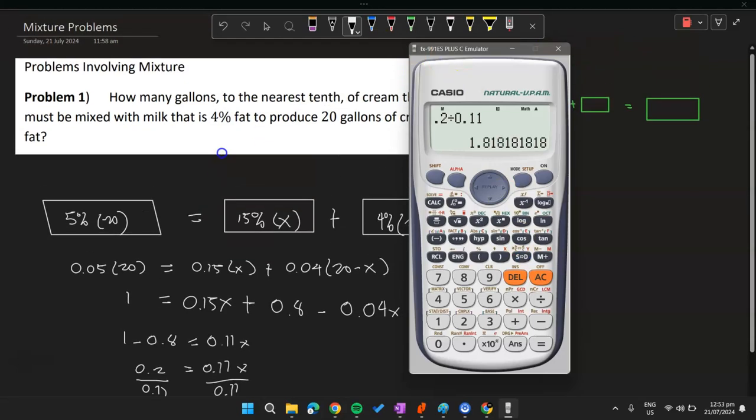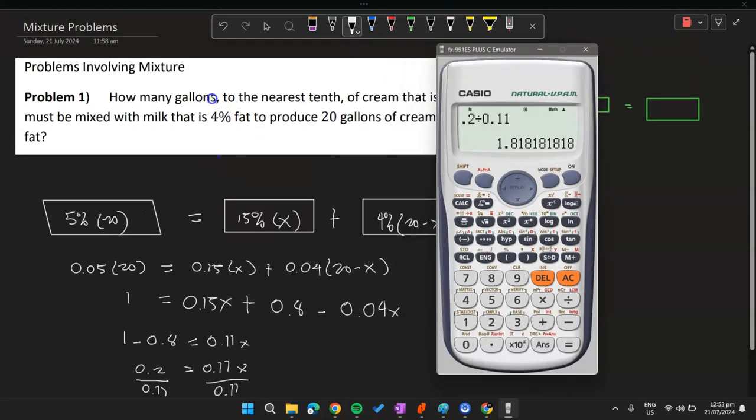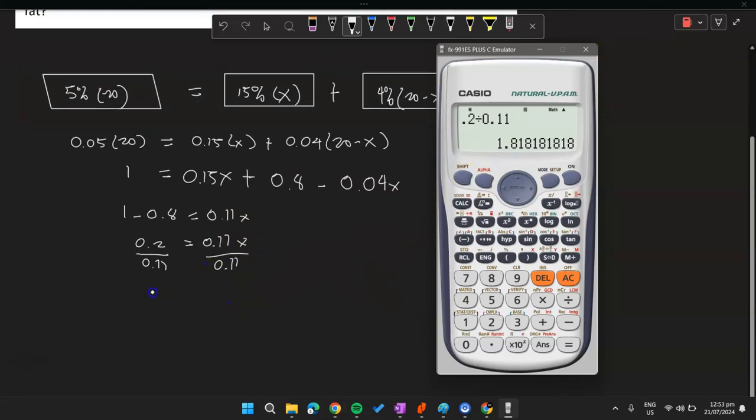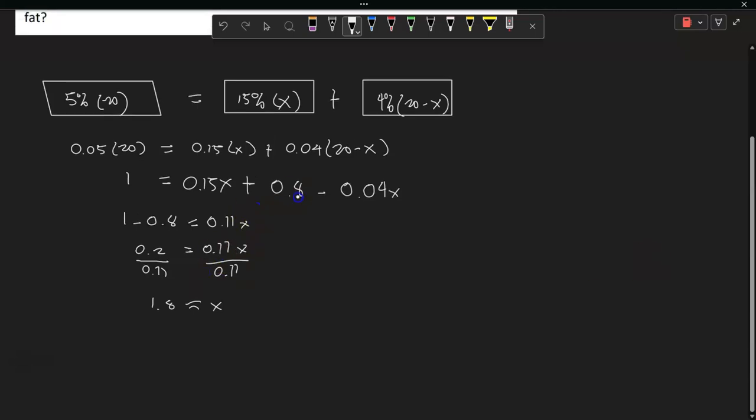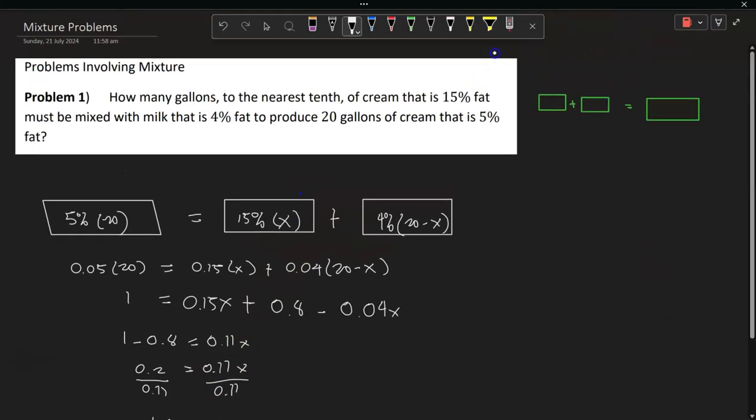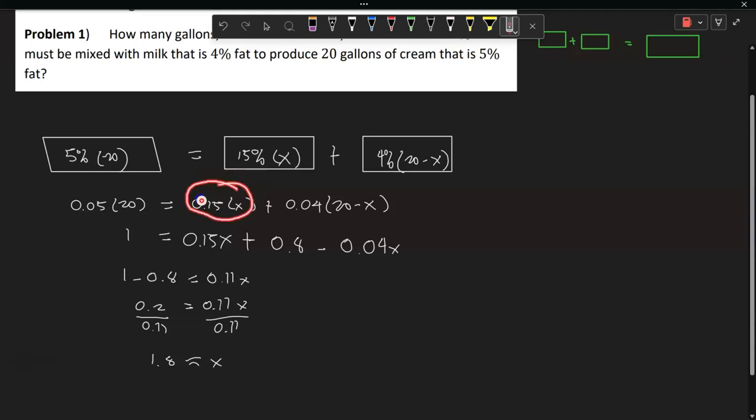Since we are asked to find the nearest tenth, this is approximately 1.8. That will be our X, and that will be our answer. Because on the problem, we are asked to find the gallons of cream that is 15% fat. So this is for the cream, this part. This will be our answer for problem number 1.